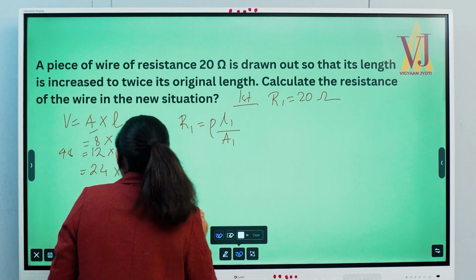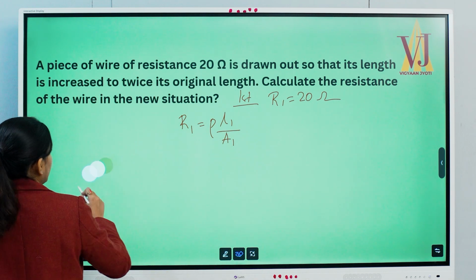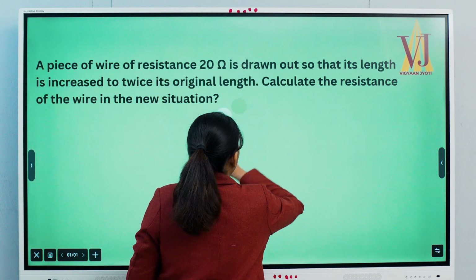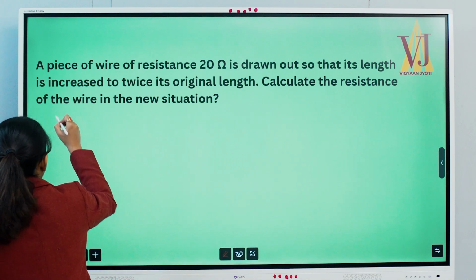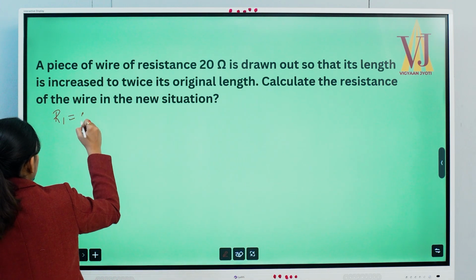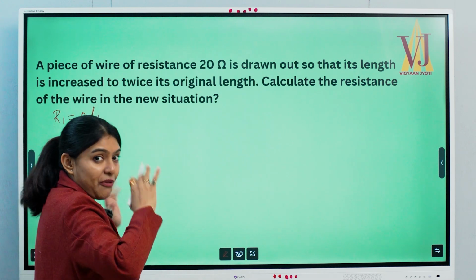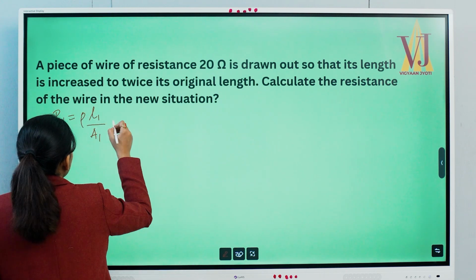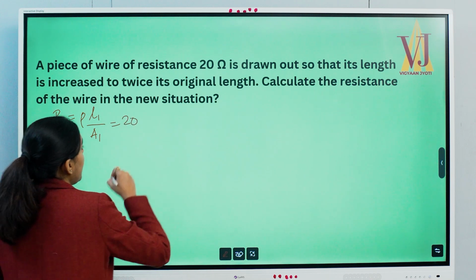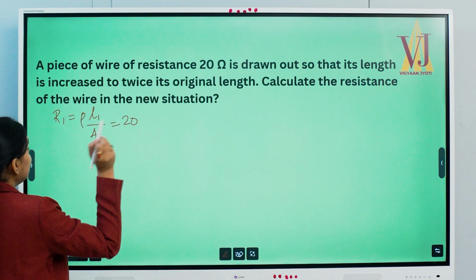I'll just erase this so that it's easy for me to explain. Okay, that means my R1 is equal to rho L1 by A1, because that was the first pair of length and area, and which is 20. Clear? Now what happened? My length has increased.